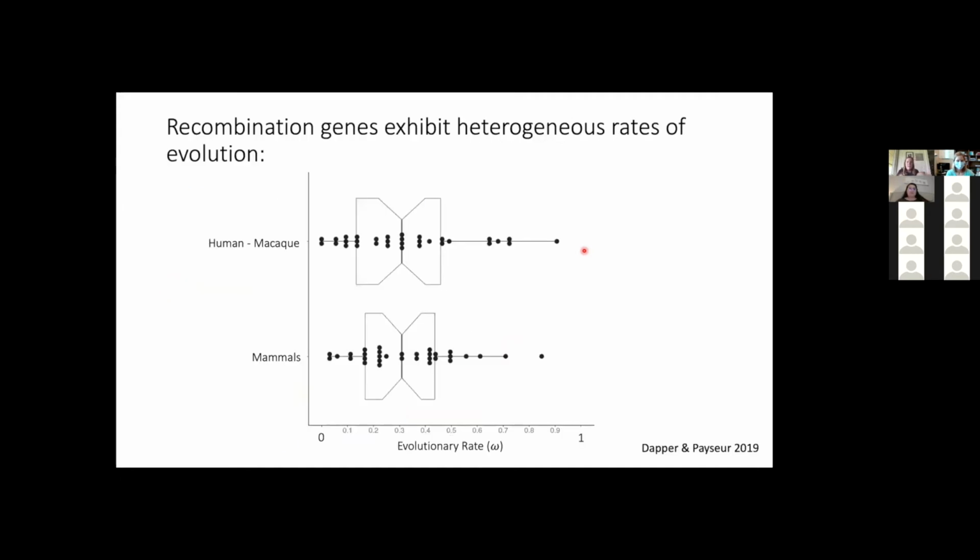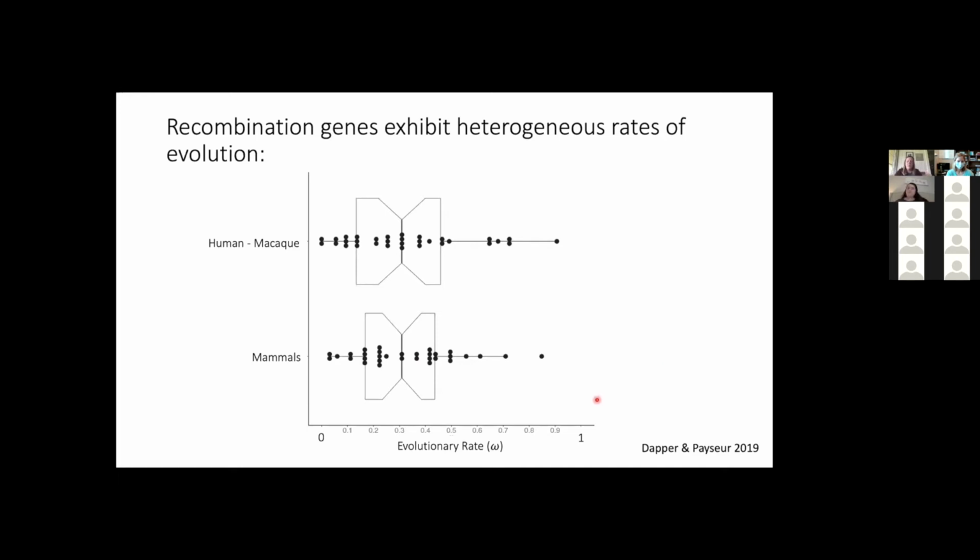Right, so what did we find? We found a lot of variation in the evolutionary rates of recombination genes. I'm showing you here at the bottom an average of the evolutionary rate across that whole phylogeny of mammals, and up here is just a pairwise comparison of humans and macaques. You can see the distribution of DN/DS values, or evolutionary rates, which we can also call omega, are relatively similar whether we look at just humans and macaques or more generally at mammals.